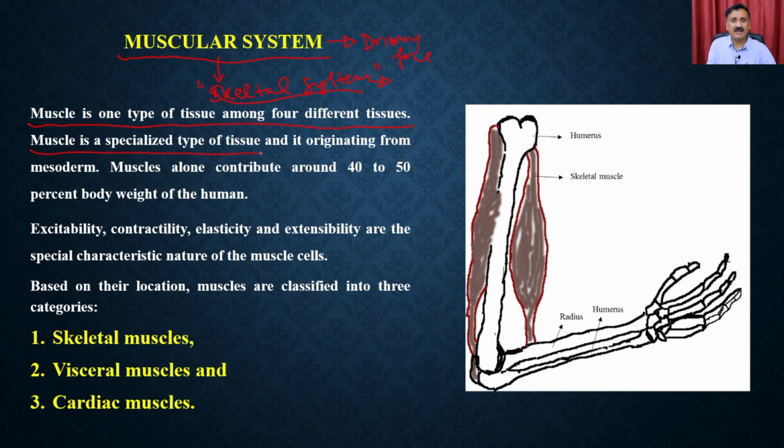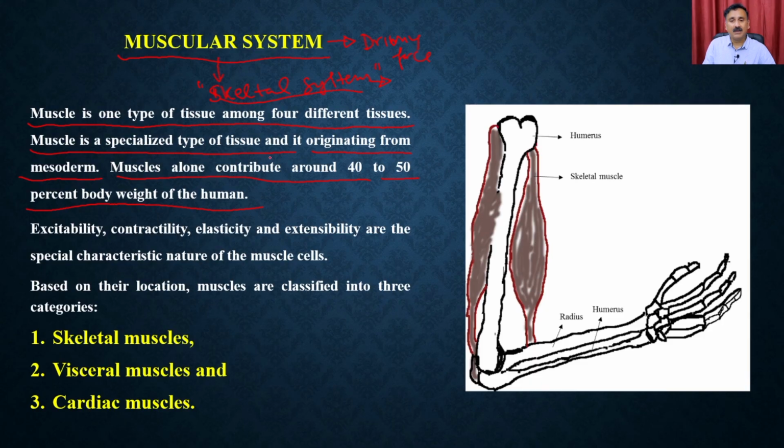Muscle is a specialized type of tissue, and it originates from the mesoderm. You know that when we were talking about the different developmental layers, the muscles are produced from the mesoderm. Muscle alone contributes around 40 to 50% of the body weight of a human. So, this flesh that you see in a human body is nothing but the muscles. You have muscles in your hand, in your limb, in your ribs and all other places.